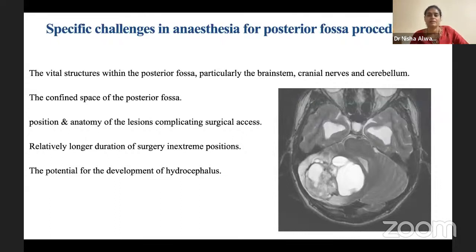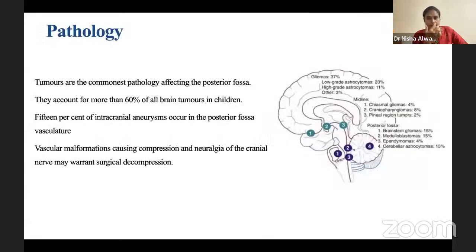As you can see, this is the pathology which is there in the posterior fossa region. We can see that tumors are the most common pathology of the posterior fossa. They are almost 60% of the tumors in children. The posterior fossa tumors are more common in children. 15% of the pathology is aneurysms, which occur in the posterior fossa vasculature.